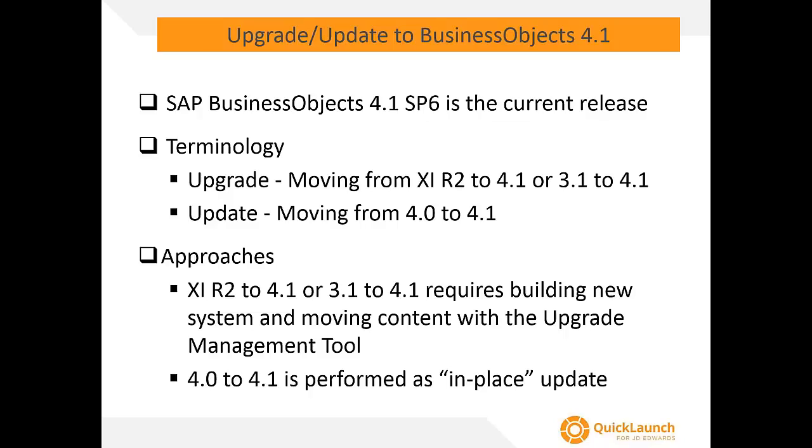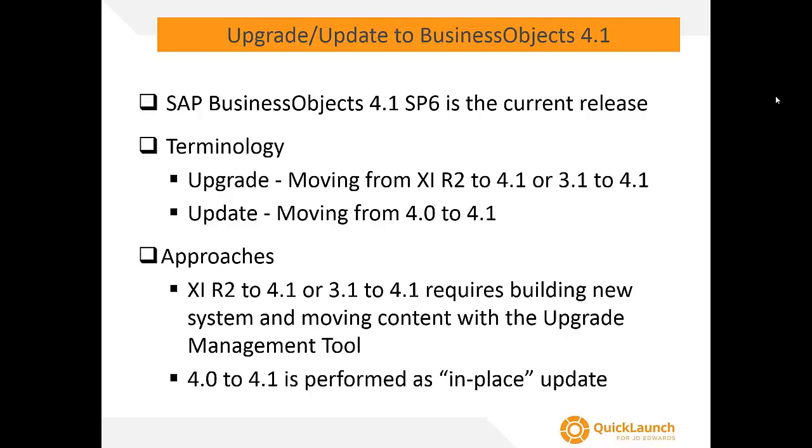The approach you would use to do an upgrade, if you're moving from XIR2 to 4.1: first you'd want to make sure that you're on XIR2 Service Pack 2 or higher. You would build out a new 4.1 system or systems, and then move content using a client tool called the Upgrade Management Tool. In that tool, you basically specify the source and the target, and then you specify which content you want to move.